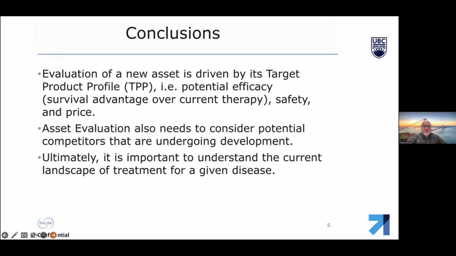And so their conclusion was, essentially, they didn't show what the TPP was, but they talk about the importance of understanding the treatment landscape and where it fits. And when we are shopping for our product, we make sure that we have all of this in our back pockets when we're speaking to folks.